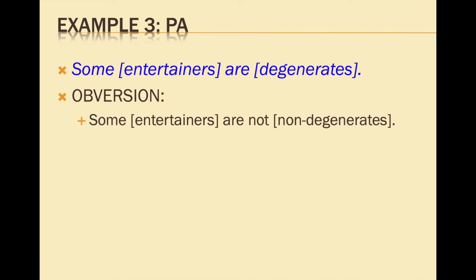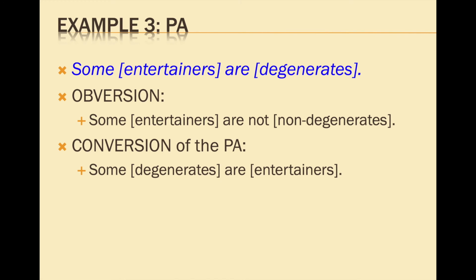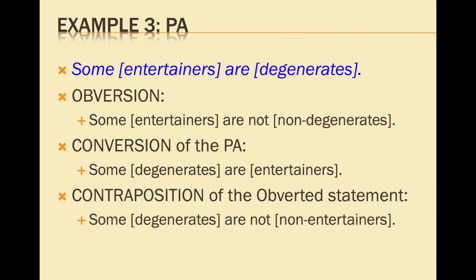non-degenerates. Remember, to obvert, you change the quality of the predicate term, then you change the quality of the whole statement. But we're working here with an original particular affirmative, so we can also convert that statement. The conversion of the particular affirmative is some degenerates are entertainers. But then again, we can contrapose the obversion, which is now a particular negative, and the contraposition of the obverted statement is some degenerates are not non-entertainers.